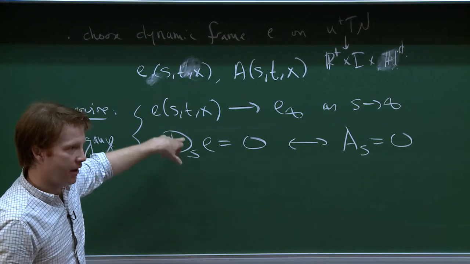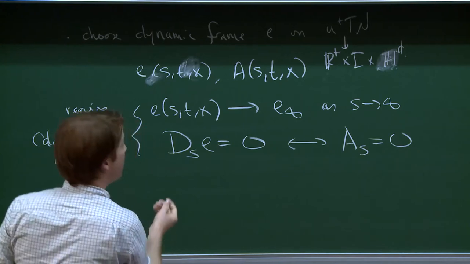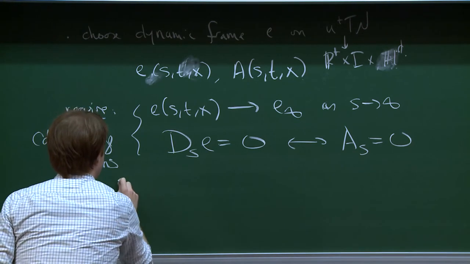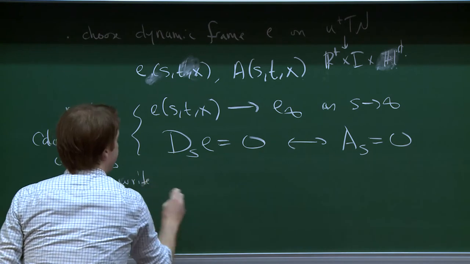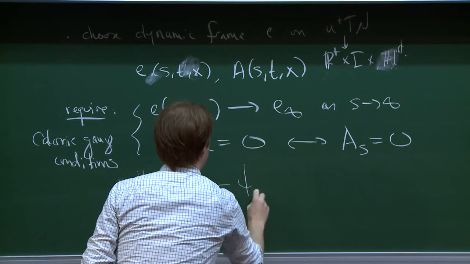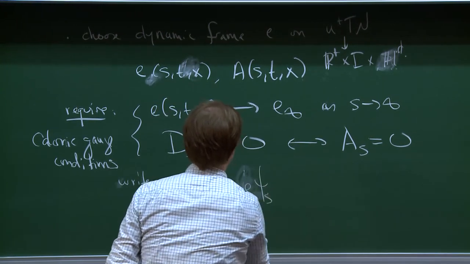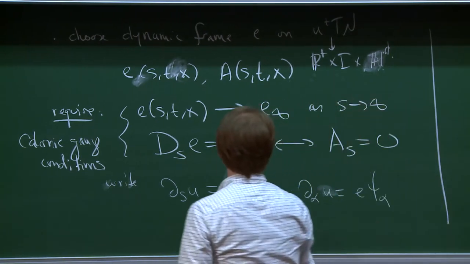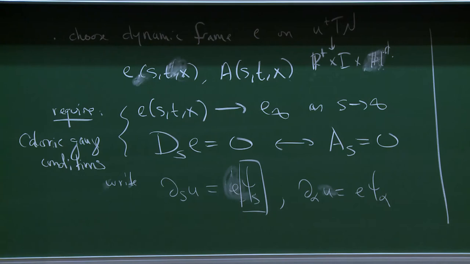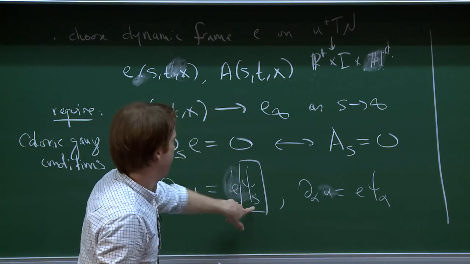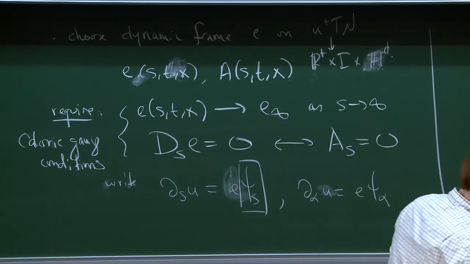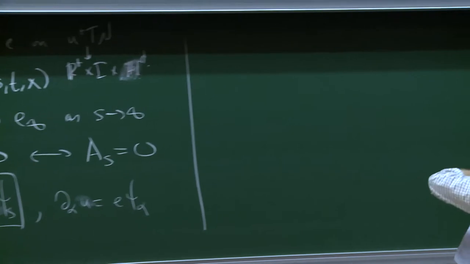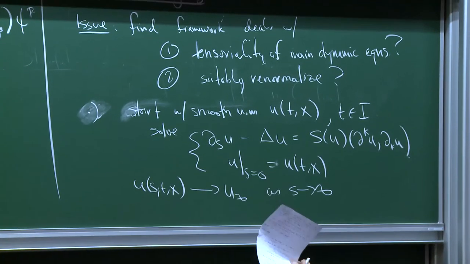And I'll try to motivate both of these choices in a second. But I'll write down our candidate for our new dynamic variable. So we'll express our map U in this frame. Write, as before, except we also have ∂_s U is E ψ_s. So we'll find such a ψ_s. And then again, still ∂_α U is E ψ_α. And our candidate for the main dynamic variable will be ψ_s, which is manifestly scalar, or satisfies a scalar equation. So we'll want to show that if we just work with ψ_s, we satisfy both of those two goals: we can suitably renormalize the nonlinearity, and we also deal with the tensorial nature of the main equations.